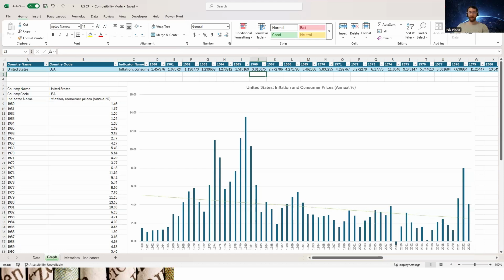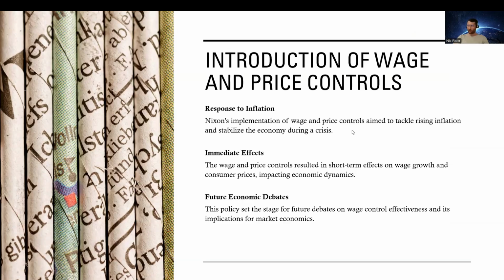So on that, the implementation of wage and price controls aimed to tackle rising inflation and stabilize the economy during a crisis. Immediate effects: the wage and price controls resulted in short-term effects on wage growth and consumer prices, impacting economic dynamics. So that's basically what I just said. Short-term, it affected the rate of real wage growth. It stagnated wage growth throughout that period, and consumer prices obviously were impacted as well.